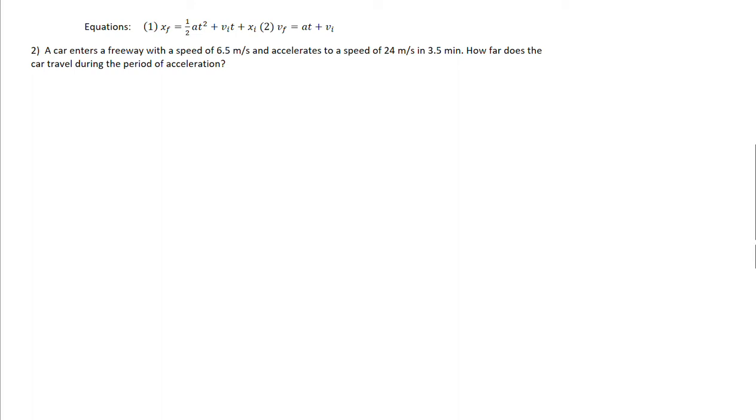In this problem, a car enters a freeway with a speed of 6.5 meters per second and accelerates to a speed of 24 meters per second in 3.5 minutes. How far does the car travel during the period of acceleration?